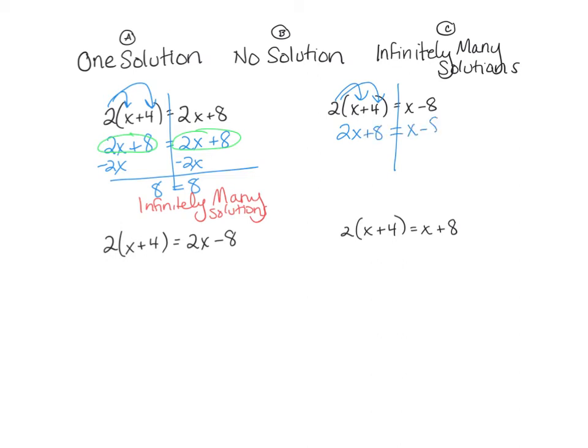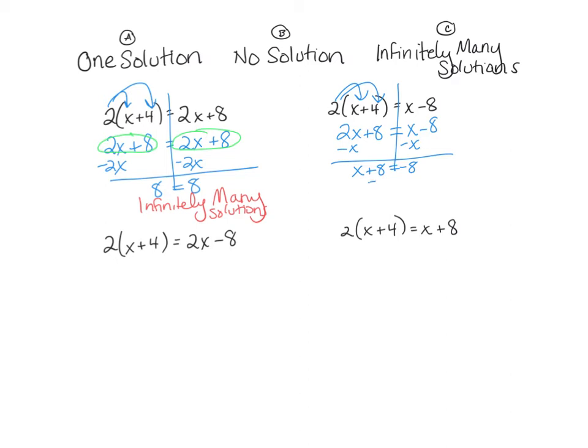Equals x minus 8 on the other side. I do not have the same thing on both sides this time, so let's keep going and see what we end up with. No like terms to combine, so I'm going to try to gather my x's on one side by getting rid of the smaller of the two. So I'm going to subtract 1x from this side, therefore subtracting 1x from that side. That leaves me with x plus 8 equals negative 8.